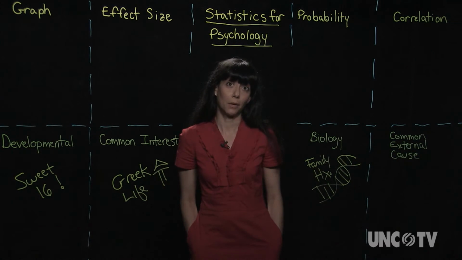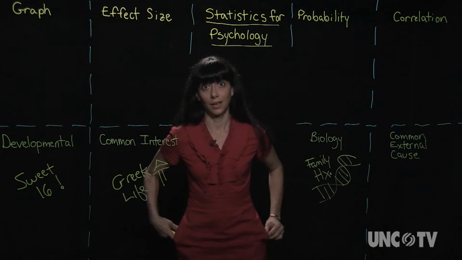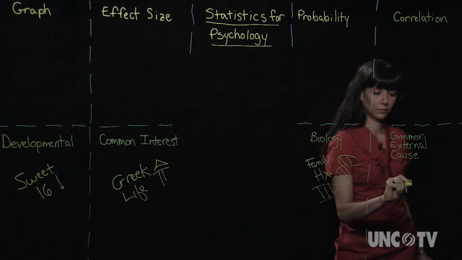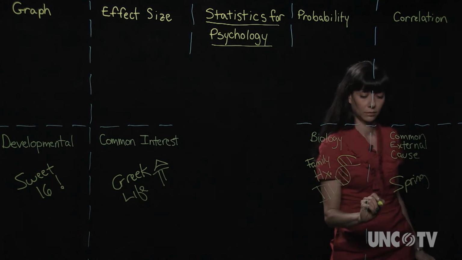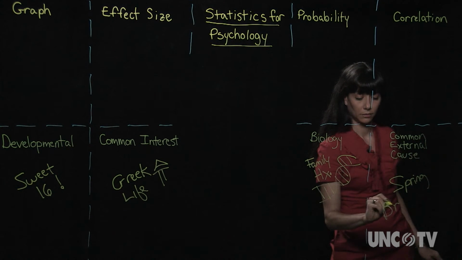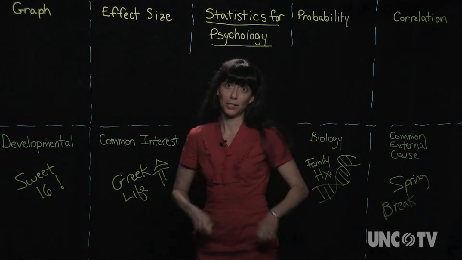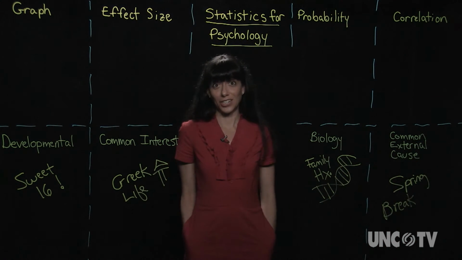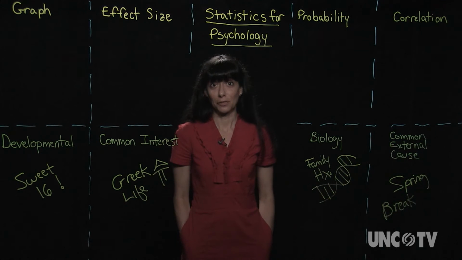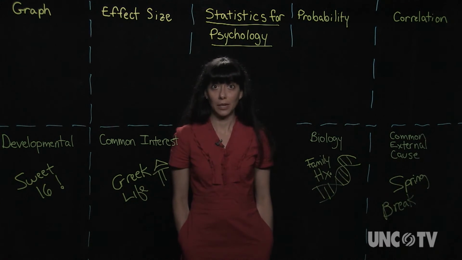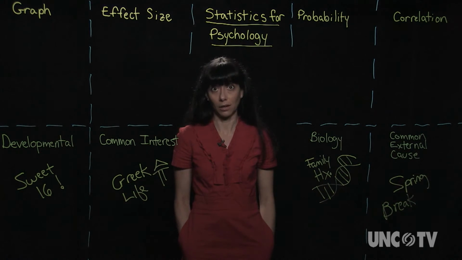And the last factor that I'll mention are common external causes. And one of those could be something like spring break. So is it that teens binge drink because they're in situations and in events like going to Florida for spring break where there's a lot of alcohol and where there are many opportunities for them to drink a lot of alcohol? Again, you can use statistics to see if things like that are related.